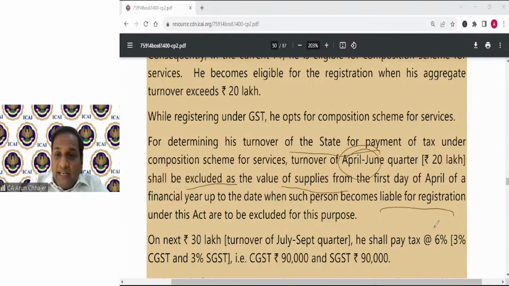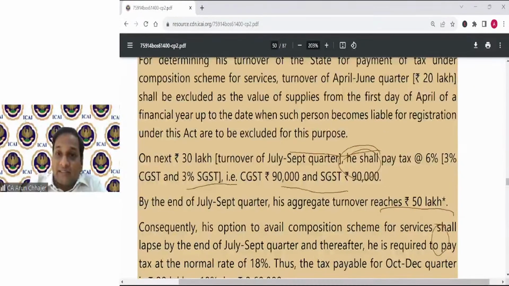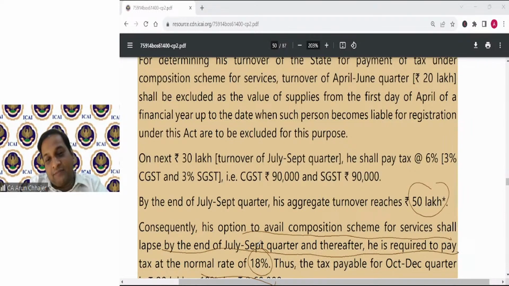On the next 30 lakh, he shall pay the GST at the rate of 6%. That is 30 lakh ka 6%, 1,80,000. By the end of the July to September quarter, his aggregate turnover reaches 50 lakhs. Very important. Consequently, his option to avail the composition for services shall lapse by end of the quarter, and thereafter he is required to pay the tax at the rate of normal percentage.